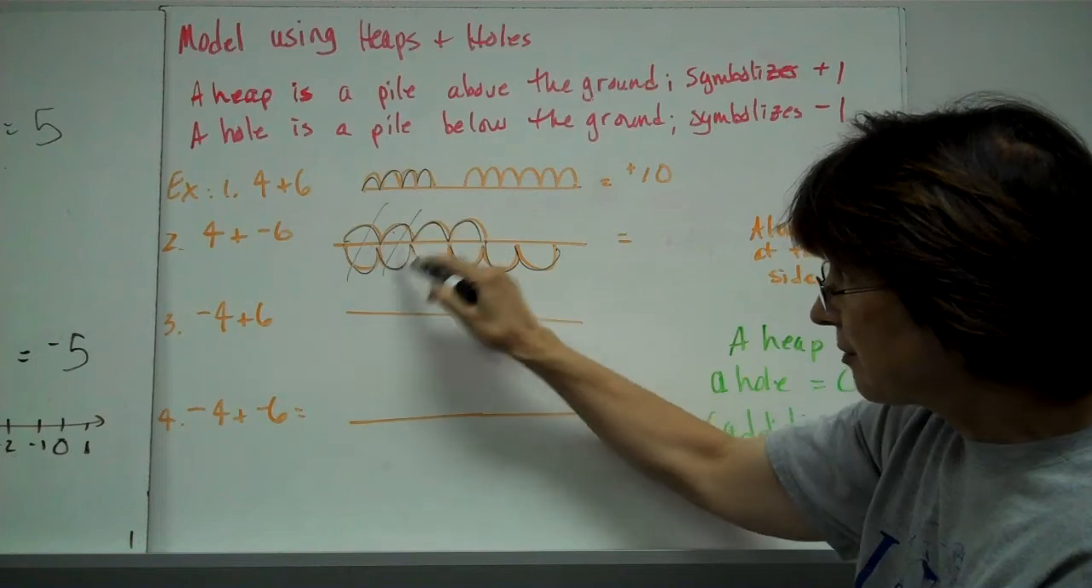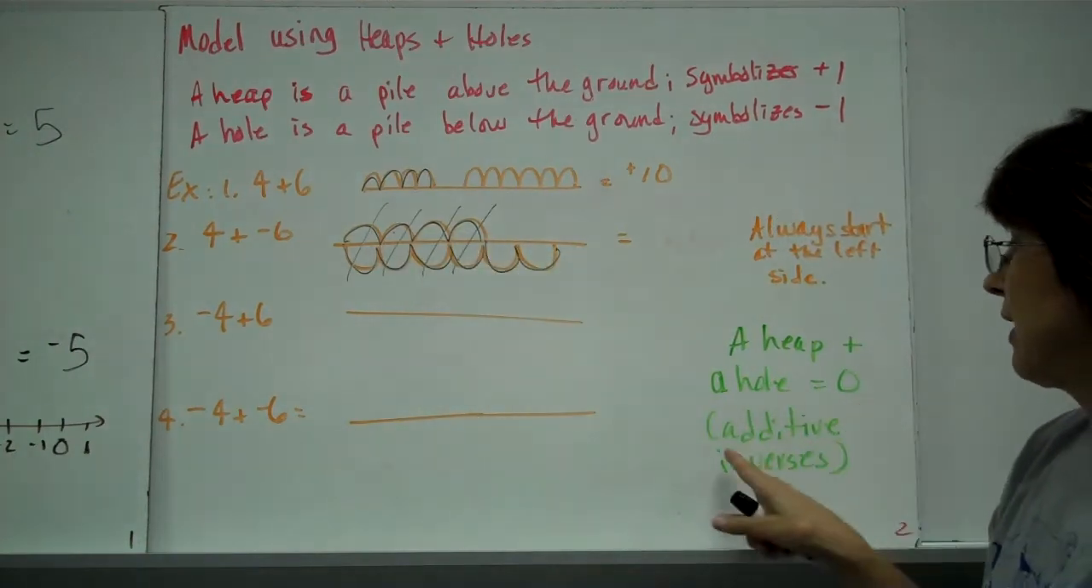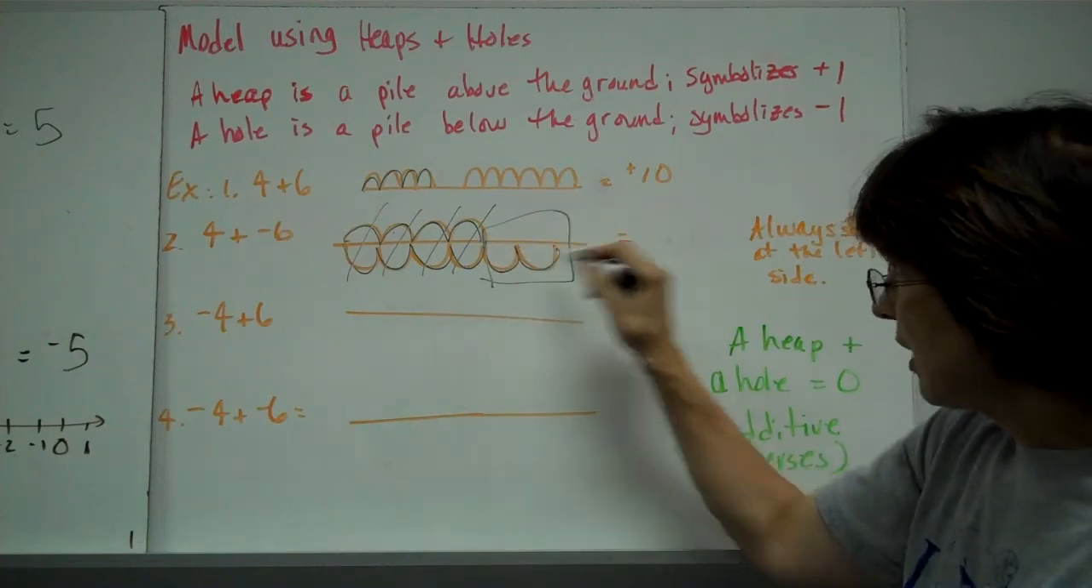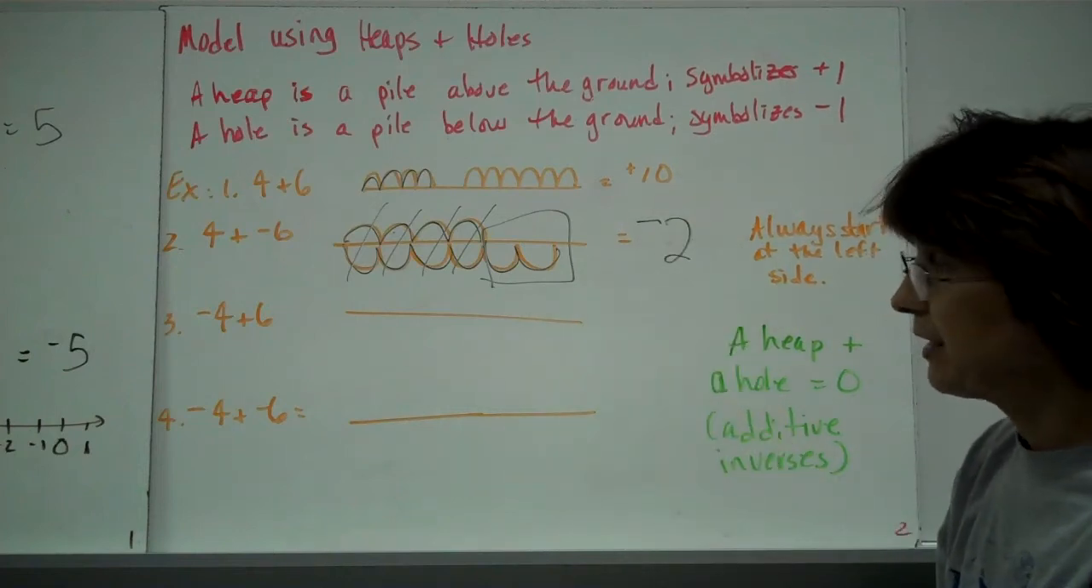So each of these matchups is basically a zero pair, or a heap and a hole equals zero, and that's the additive inverse, the zero pair, however you want to say it. But we're left with 2, but it's 2 underground, so it'd be negative 2. 2 holes, so they're underground, so it's negative.